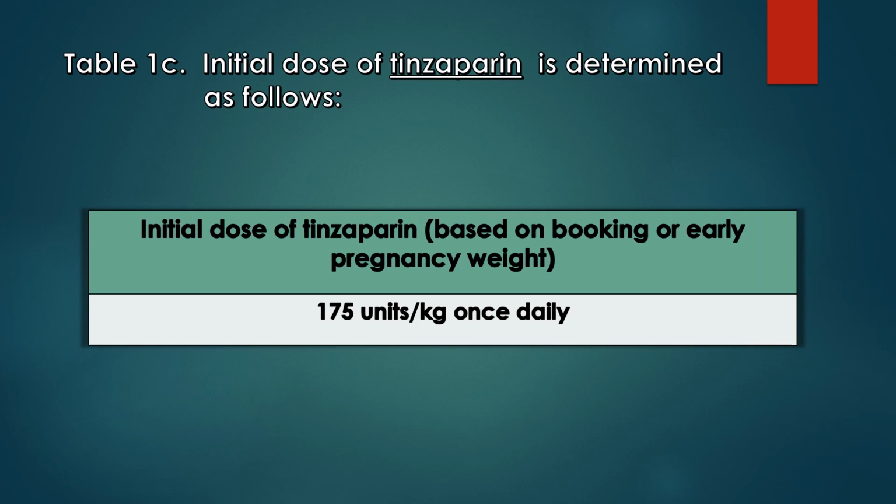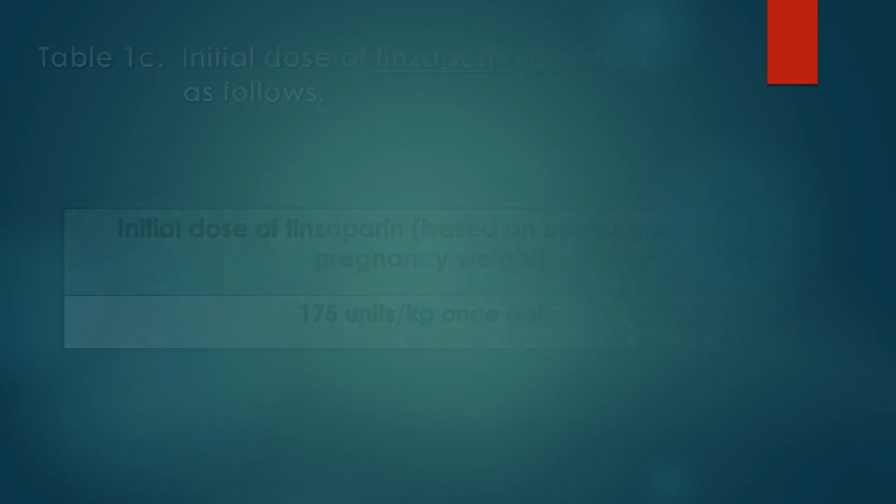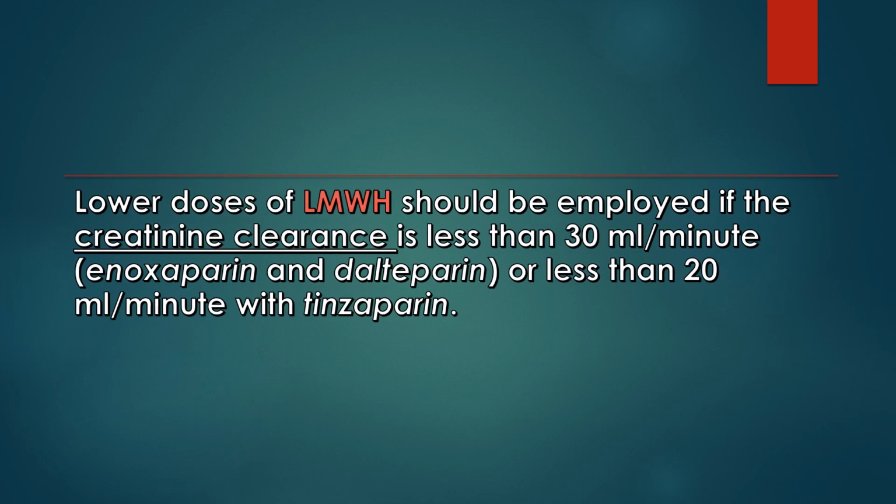Table number 1C. Initial dose of tinzaparin is determined as follows. Initial dose of tinzaparin based on booking or early pregnancy weight, 175 units per kilogram once daily. Lower doses of low molecular weight heparin should be employed if the creatinine clearance is less than 30 milliliters per minute with enoxaparin and dalteparin, or less than 20 milliliters per minute with tinzaparin.